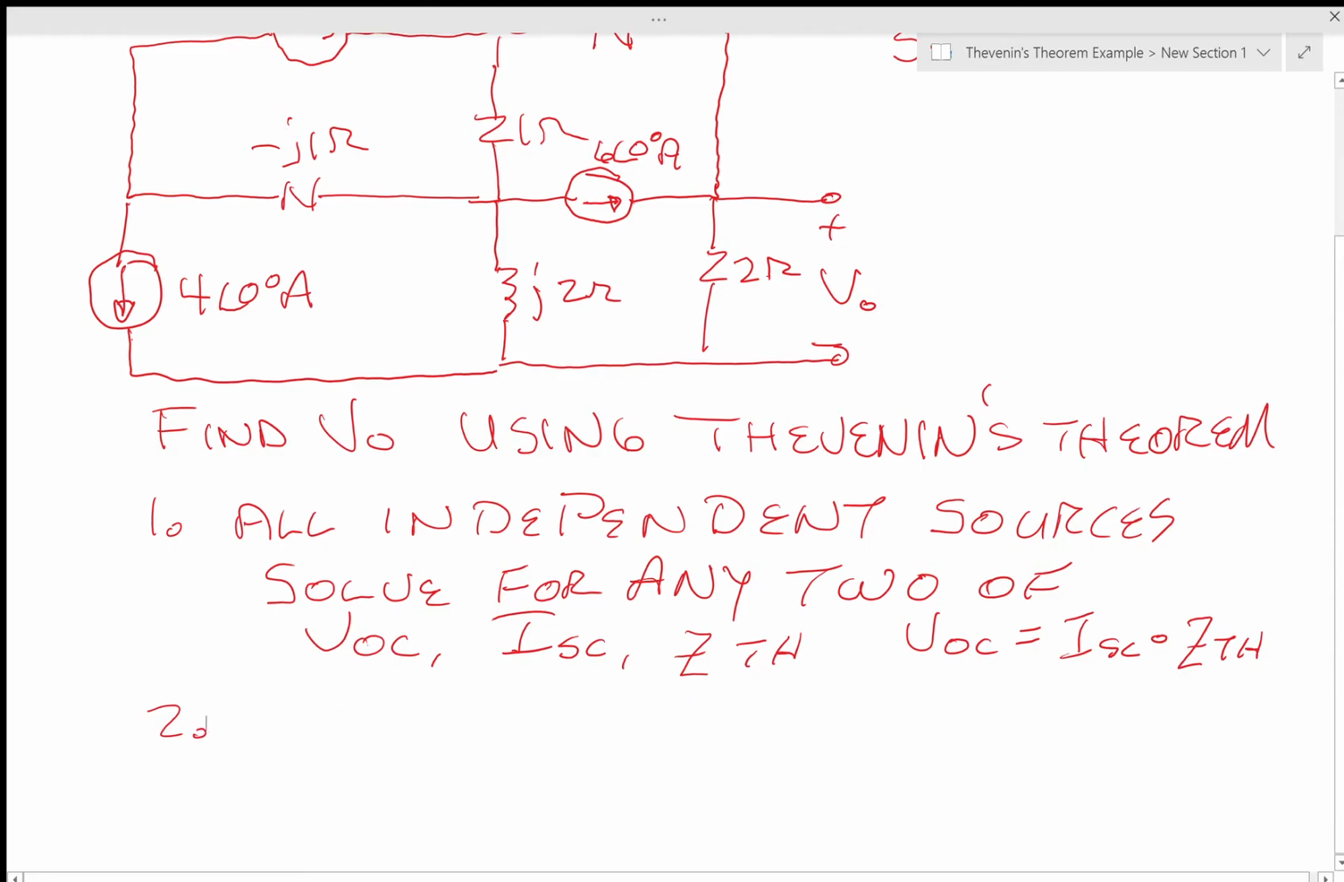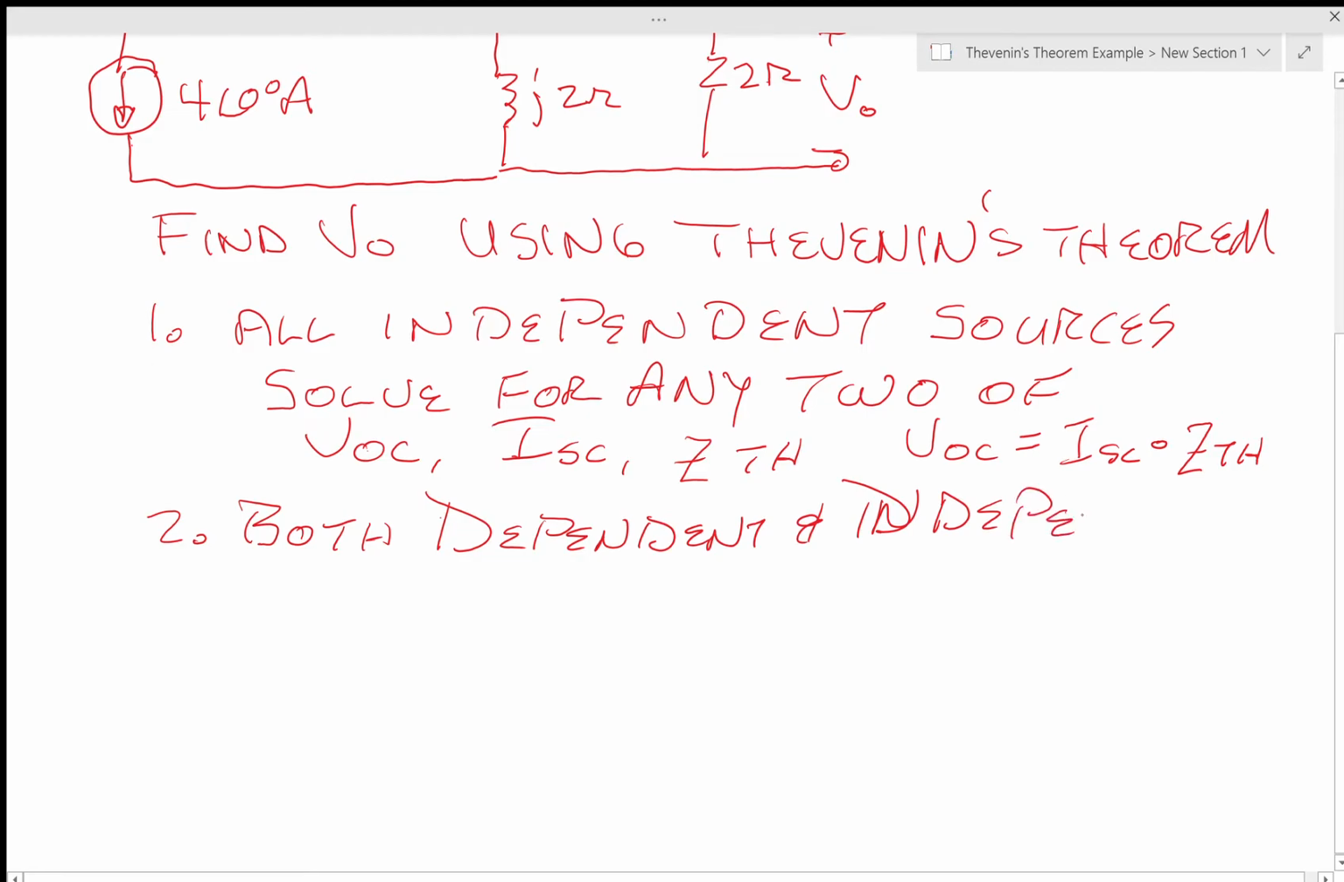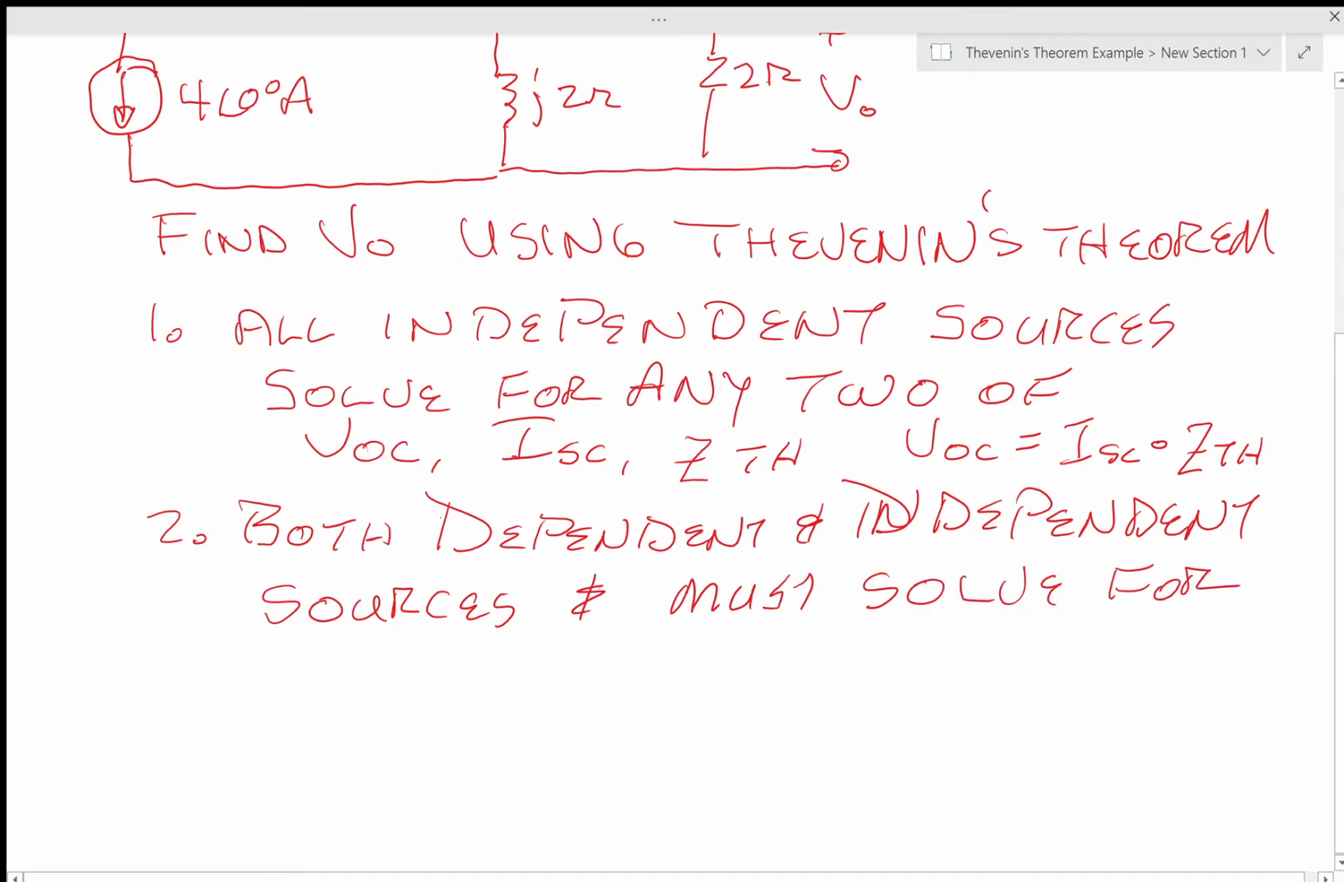All right, the second way is you have both dependent and independent sources. You must solve for VOC and ISC, and use Ohm's law to find ZTH. Then ZTH equals VOC divided by ISC.